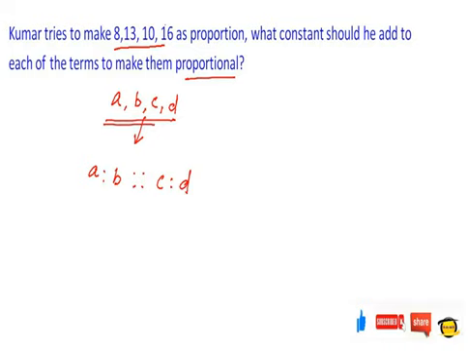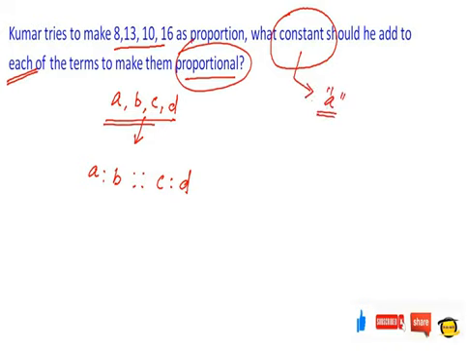And in the question it's been clearly given that we need to add a particular constant to each of the terms in order to make them proportional, right? So let's assume that the constant which is going to be added to the 4 terms is A, alright? Now let's try adding this constant to all the 4 parts. So the first term can be assumed as 8 plus A, the second term 13 plus A, the third term 10 plus A and the fourth term 16 plus A.